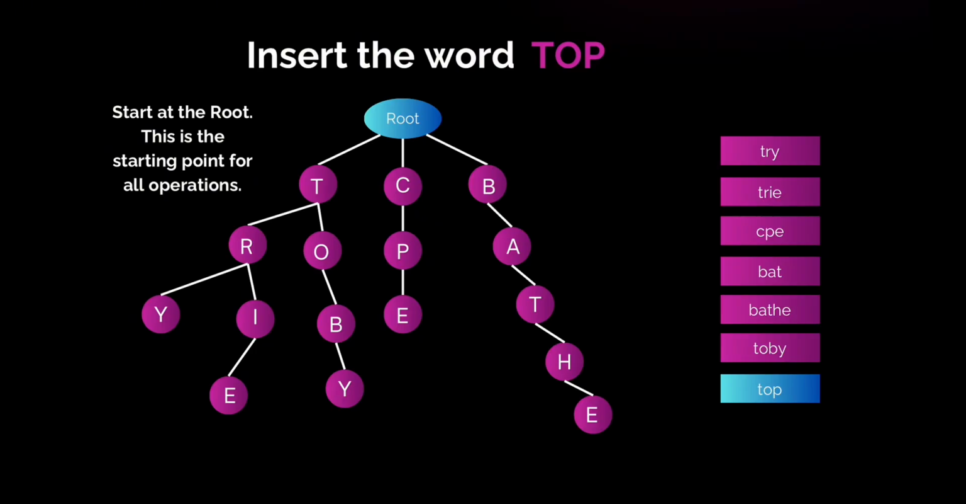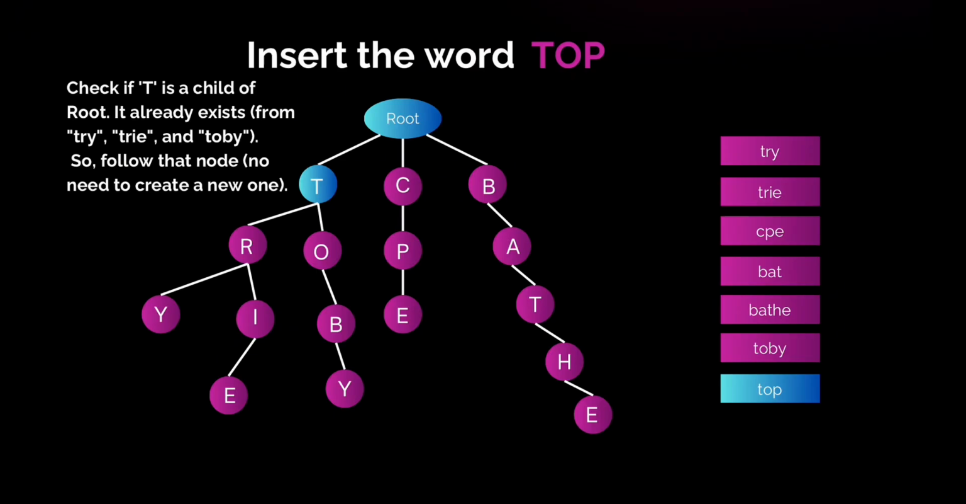The first letter is T. We check if there is a child node labeled T under the root. Looking at the structure, yes, T already exists. That means we don't need to create a new node for T. We simply move down to the T node.